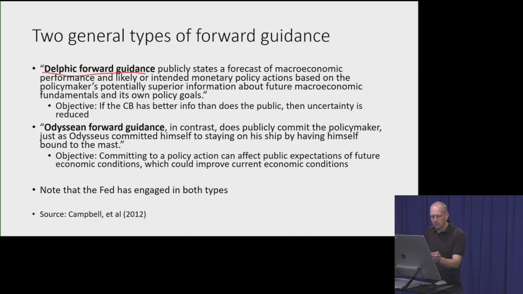There's also Odyssean forward guidance. This is, again, the ancient Greece story of Odysseus. In contrast, it does publicly commit the policymaker, just as Odysseus committed himself to staying on a ship by having himself bound to the mast in order to not be tempted by the call of the sirens. The objective here is if they can commit to a policy and get the public to buy into it, that will improve current economic conditions. Because again, that's the job of a central bank, to influence for the better current economic conditions. And the Fed, it's important to note here, is engaged in both Delphic and Odyssean types of forward guidance.